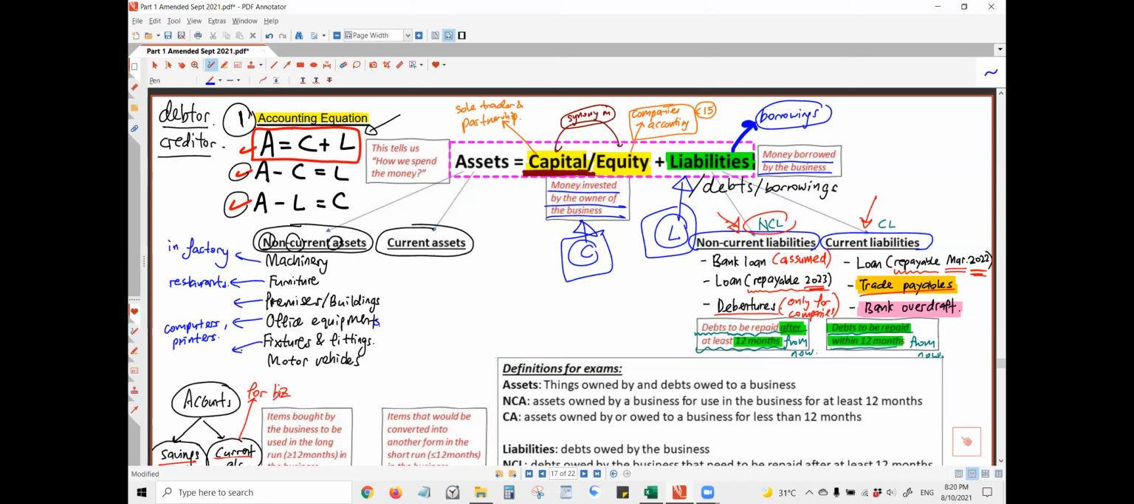Furniture and fittings. This is something that many students do not understand, but they just try to remember that it is a non-current asset. Furniture and fittings, what are they exactly? Furniture and fittings are things that are attached to the wall, the wall of your place of business. I give you some examples. Okay, you write down.